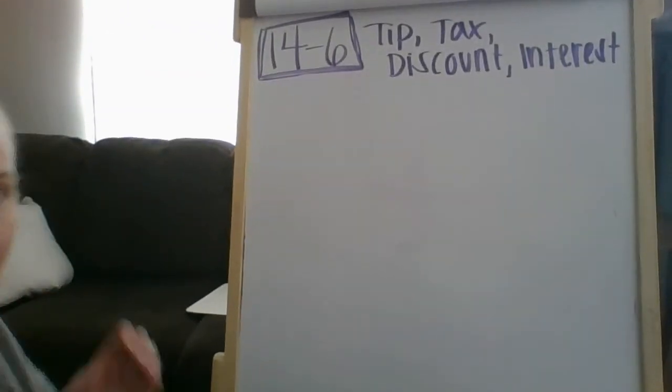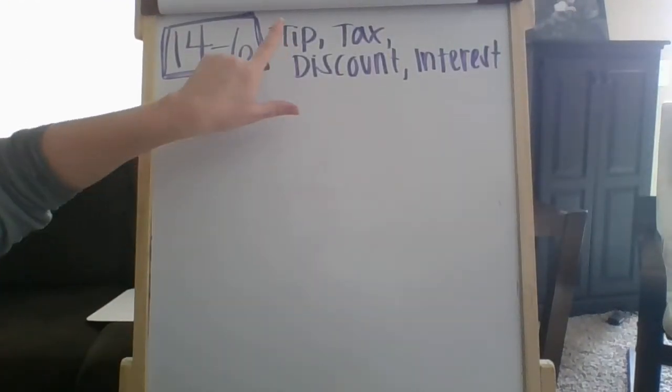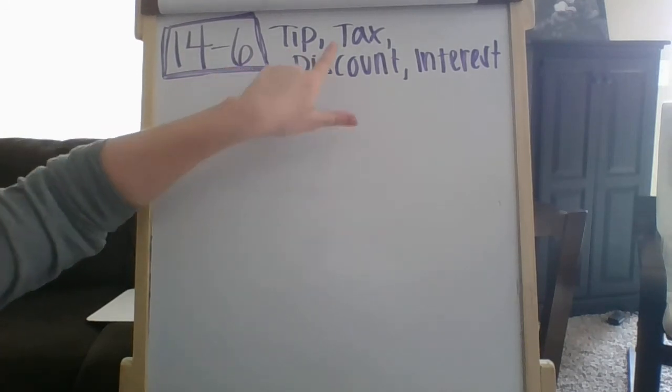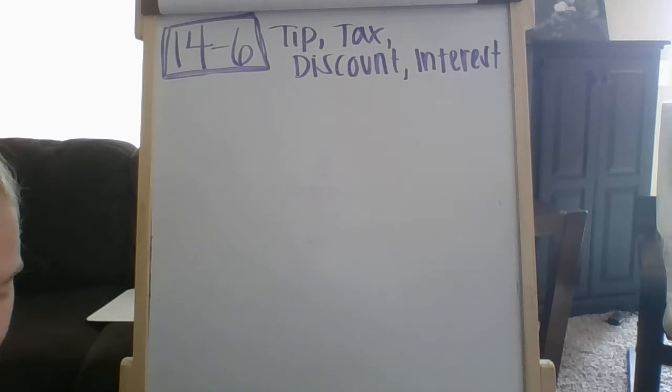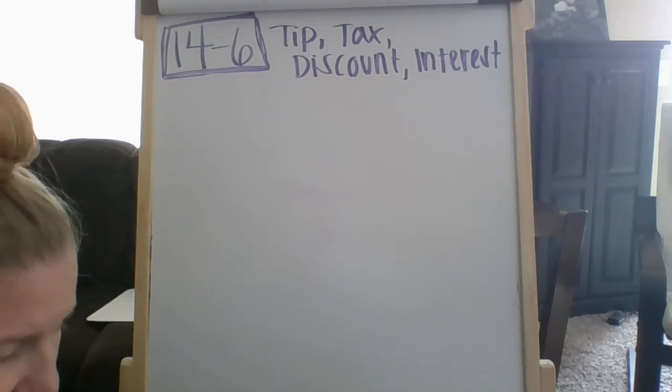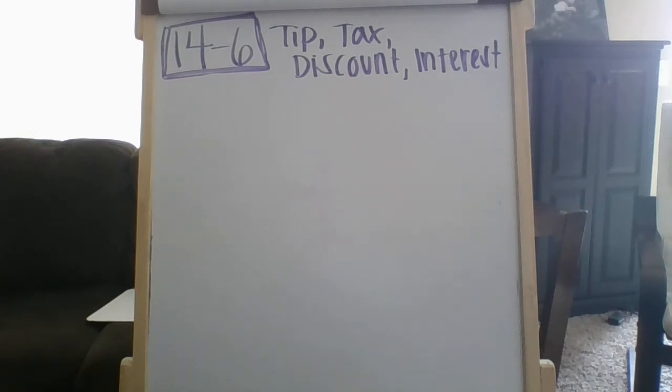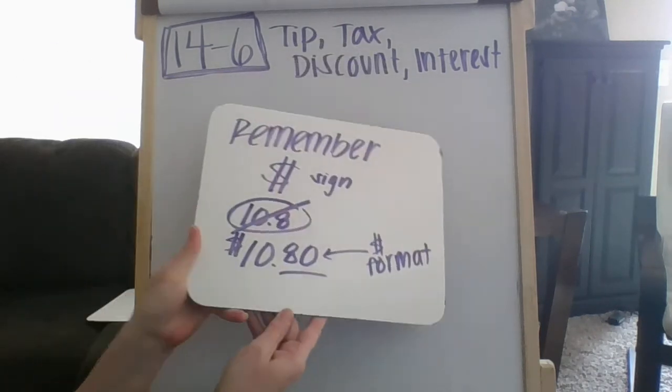Your assignment today, you're going to be having a variety of these different ones. You're going to be having some where we're looking at tip, tax, discount, and then simple interest. You guys, it will say it right on there what it is that you're going to be doing, if it's going to be a tip or discount. There's also a couple of word problems, so keep those in mind. A couple things to remember.